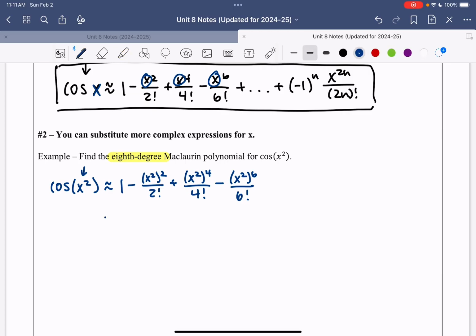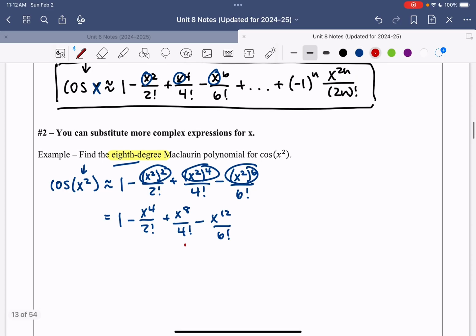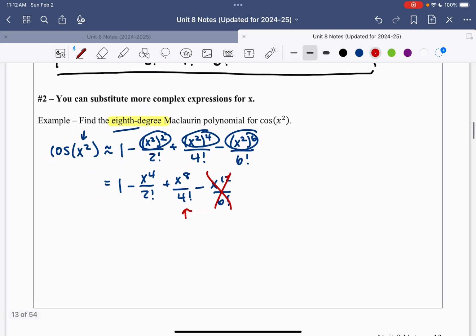Going from here, I'm going to have 1 minus, well, x squared squared is going to be x to the 4th over 2 factorial. My next one is going to be x to the 8th over 4 factorial. Then my next one is x to the 12th over 6 factorial. We wanted to end up with an 8th degree Maclaurin polynomial. Well, we accomplished that in this term here. So there's no need for this other term, because this would make it a 12th degree Maclaurin polynomial.